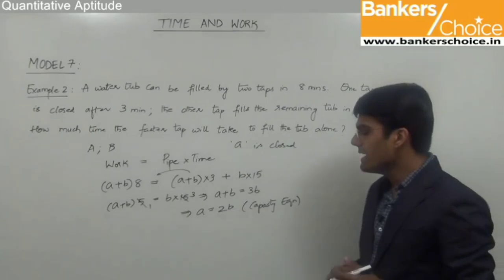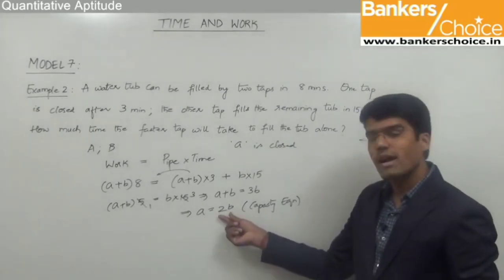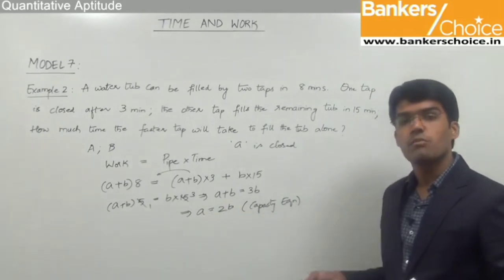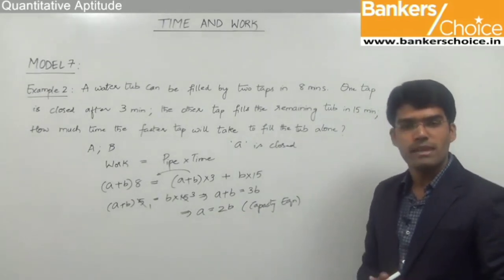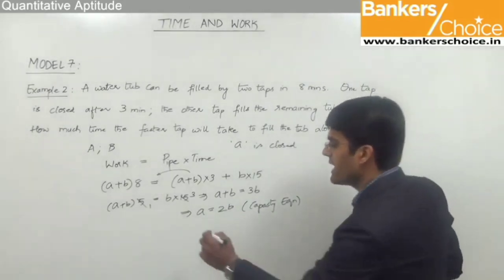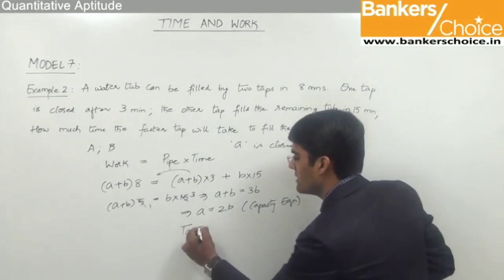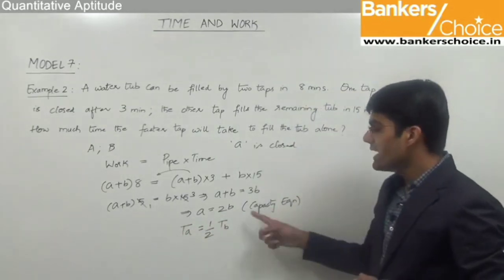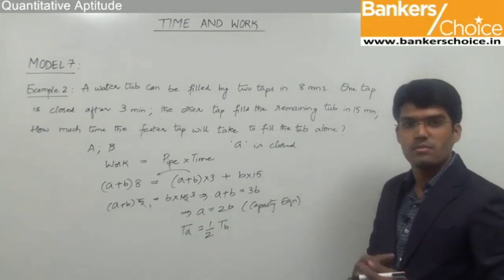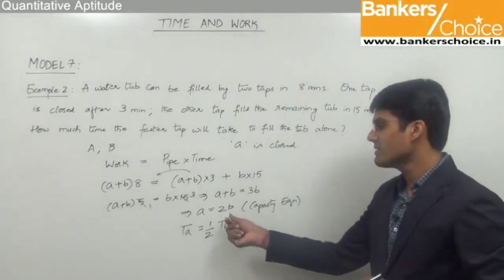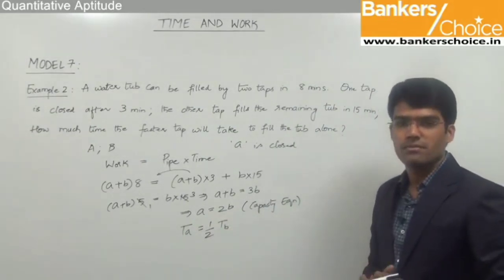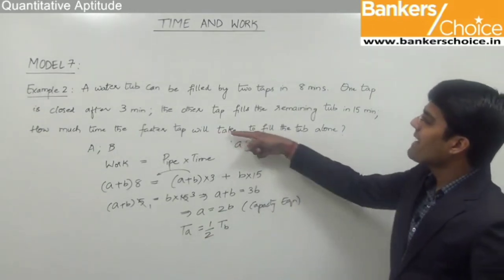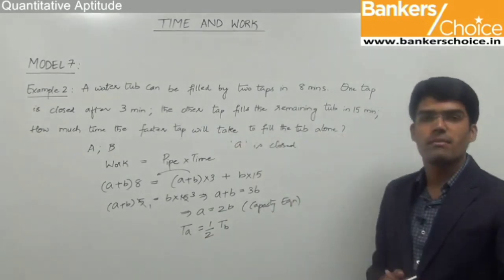Now from this, very clearly, if tap A is twice as fast as tap B, the time taken by tap A should be half of the time taken by tap B. So we can say that time taken by A should be half of time taken by B, because capacity and time are always reciprocal to each other. So because the capacity is twice, time should be half of tap B. Now we need to find out how much time the faster tap will take to fill the tub alone.